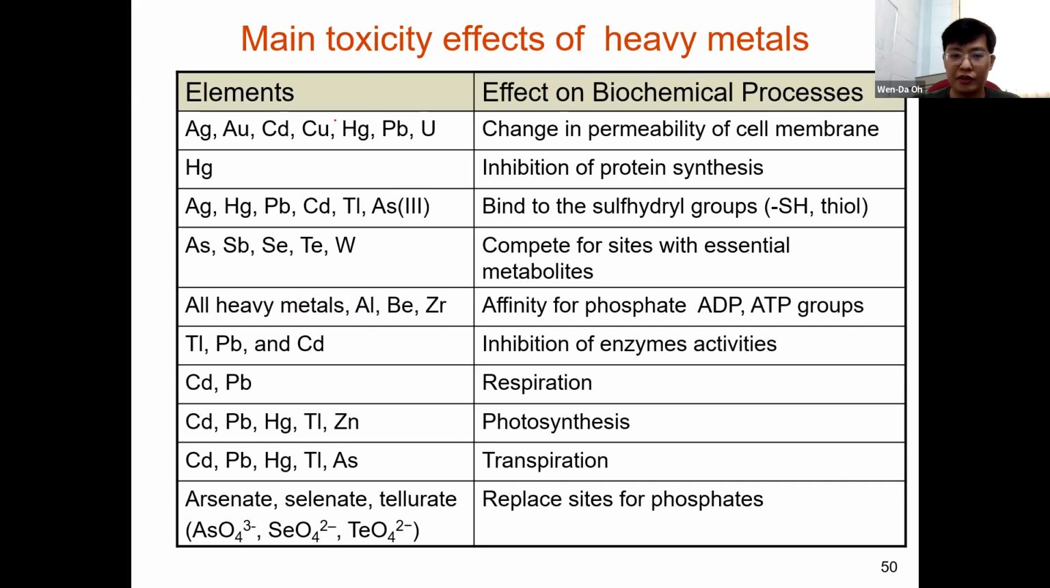So heavy metals can cause many kinds of toxicity, with different oxidation states affecting different biochemical processes. For instance, mercury can cause inhibition of protein synthesis, and cadmium can cause respiration problems, photosynthesis problems, transpiration problems, depending on its oxidation state and what kind of species it is, right? Because different species means different bioavailability, and different bioavailability means different absorption and different endpoints.